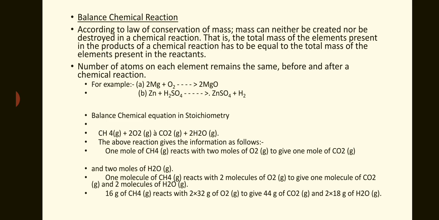So if a balanced chemical reaction is written in front of you, you can analyze it in terms of moles, in terms of molecules, and in terms of molecular mass also. So the balanced chemical equation in stoichiometry can be analyzed on three bases: mole, molecules, and molecular mass. So this is stoichiometry for you.